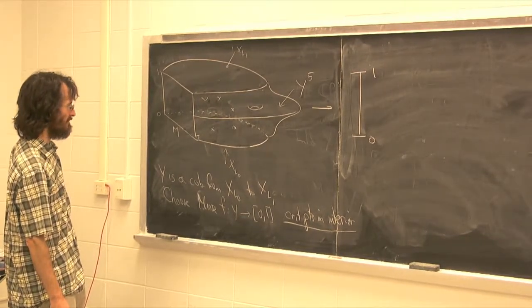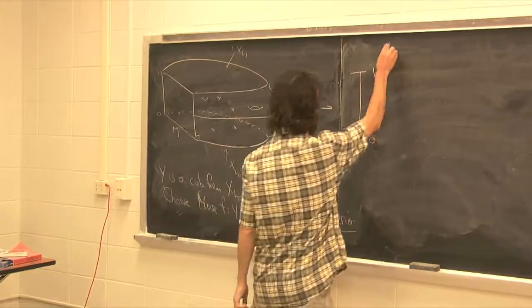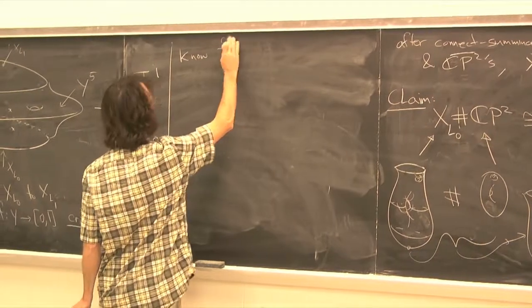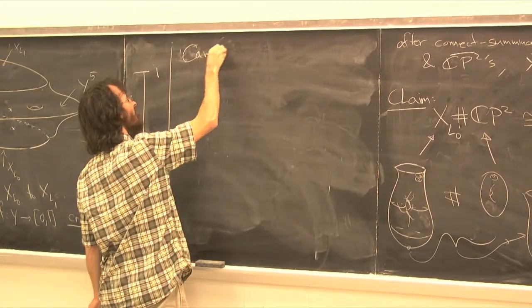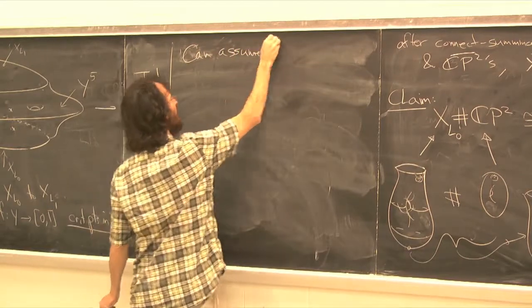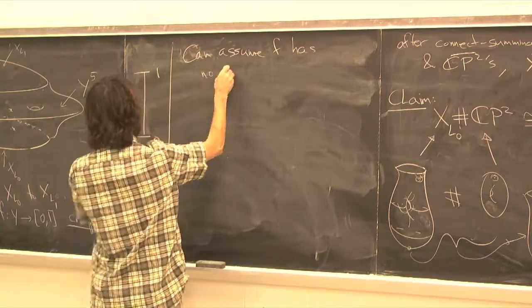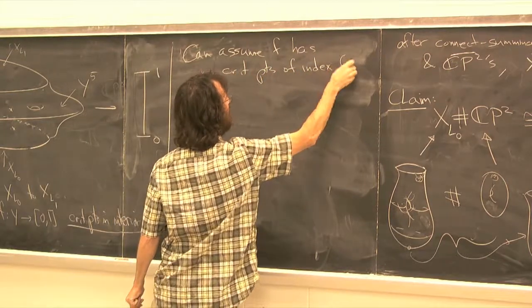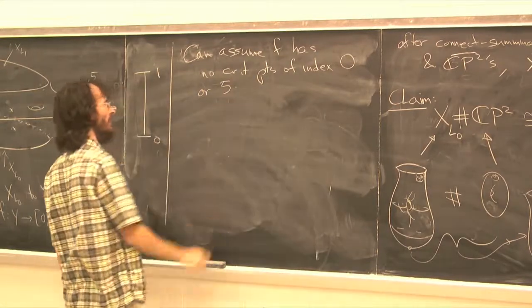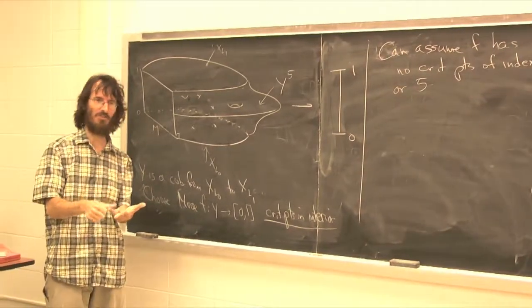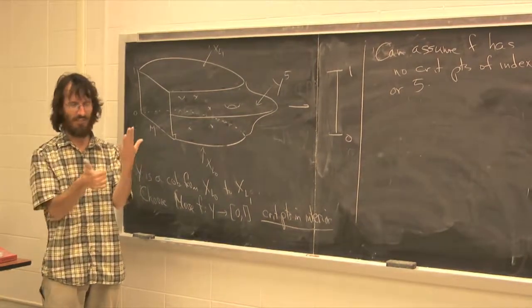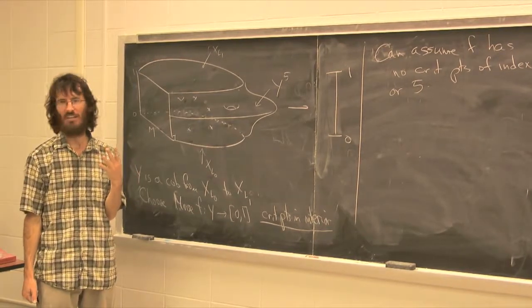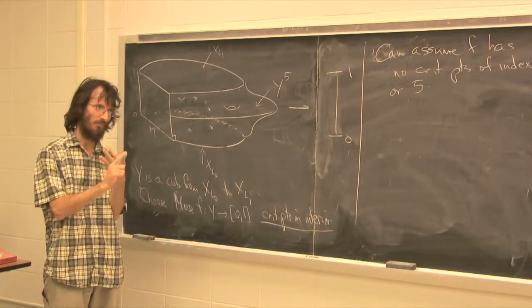The first step, though, is that we already know from stuff we've done before that we can assume F has no critical points of index 0 or 5, so no minimum or maximum. What are the possible indices? 0, 1, 2, 3, 4, 5, okay? And we're going to get rid of 0 and 5, and we're left with 1, 2, 3, or 4. The next thing we're going to want to do is get rid of 1s and 4s.